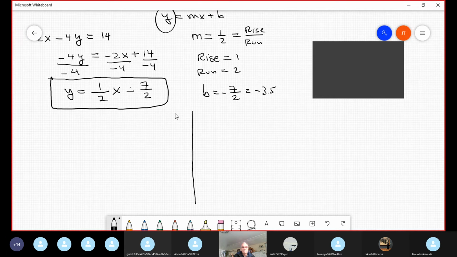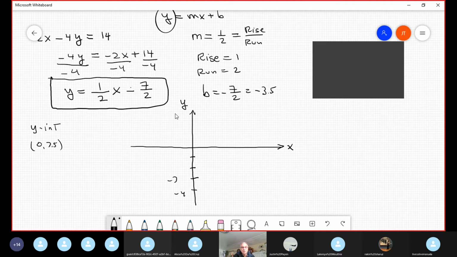Ready. This is my rectangular coordinate system, x and y axes. I plot first the y-intercept, which is the point (0,-3.5). This is 1, this is 2, this is 3, and this is 4. And in between negative 4 and negative 3 is negative 3.5. Here. This is the point (0,-3.5).